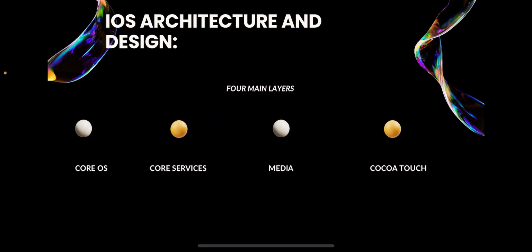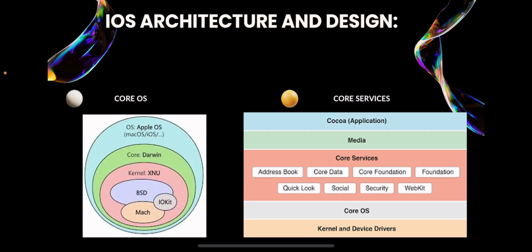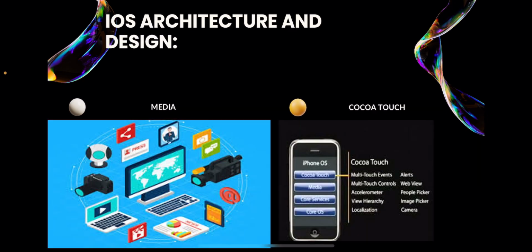About the architecture, we have four main layers: Core OS layer, Core Services layer, Media layer, and the Cocoa Touch layer. For the Core OS, it manages low-level features such as memory management and hardware interaction. For the Core Services, it provides essential services like networking and file access. The Media layer handles audio, video, and graphic capabilities. And lastly, the Cocoa Touch layer is the one that most developers will interact with directly.